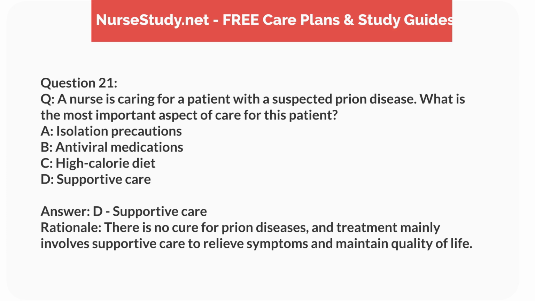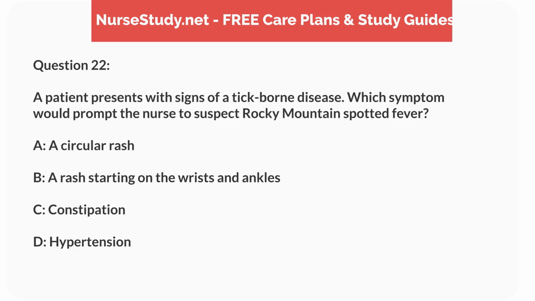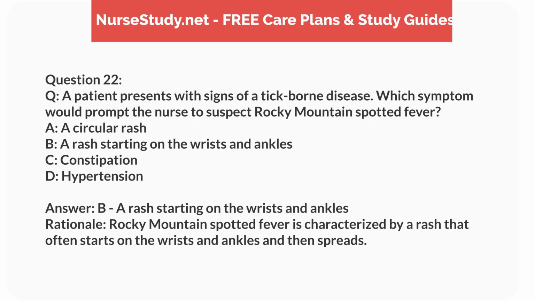Question 22. A patient presents with signs of a tick-borne disease. Which symptom would prompt the nurse to suspect Rocky Mountain spotted fever? A. A circular rash. B. A rash starting on the wrists and ankles. C. Constipation. D. Hypertension. Answer. B. A rash starting on the wrists and ankles. Rationale. Rocky Mountain spotted fever is characterized by a rash that often starts on the wrists and ankles and then spreads.